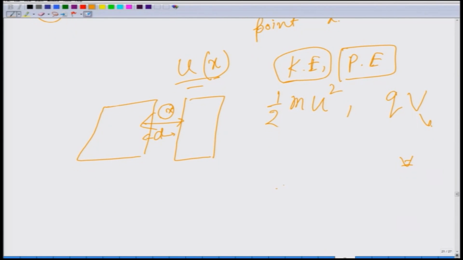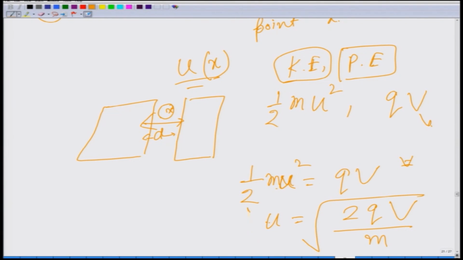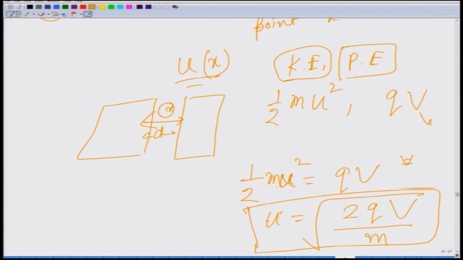So, you know that half m u square equals qV, u being the velocity. So u is the square root of 2qV by m. So, this is the velocity of the electron at any position, say x.